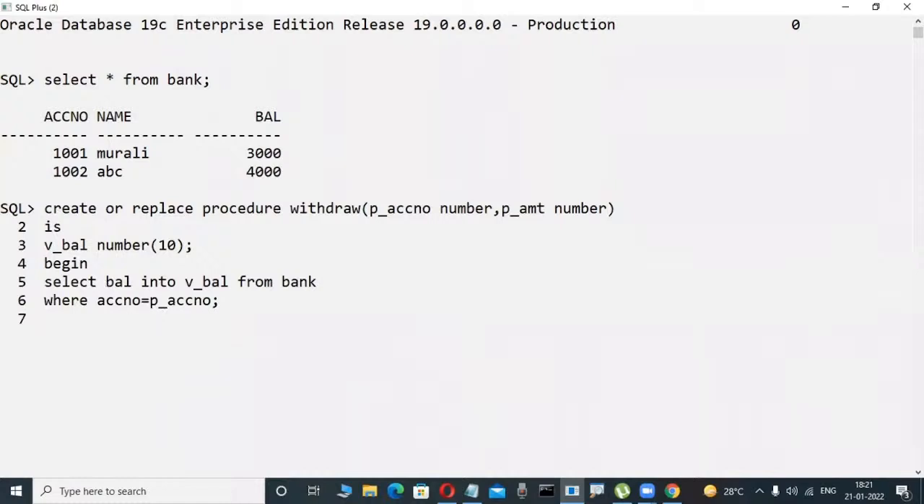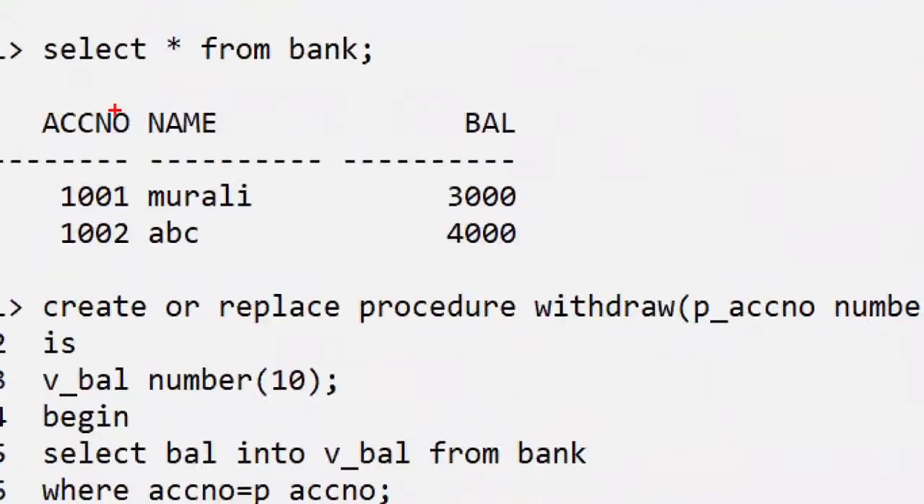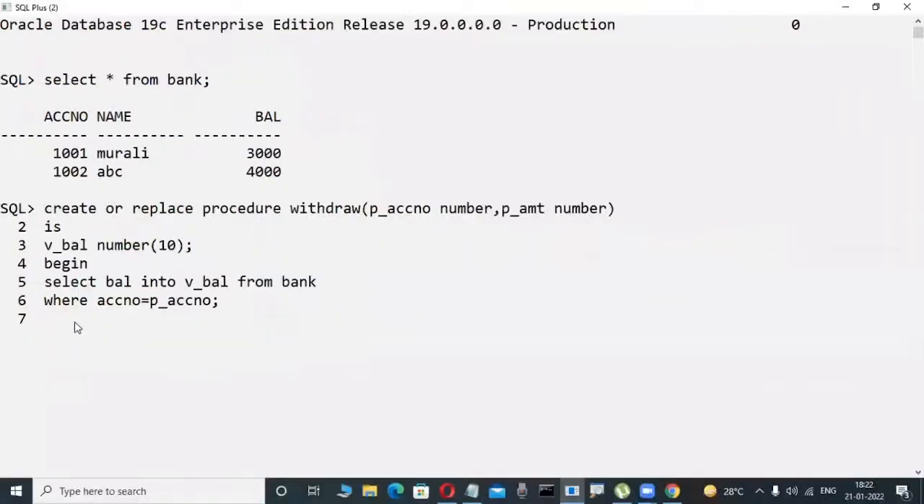Suppose bank is a table. This is a table format only, where your transactions are stored. This table I'm using in this PLSQL code. Here I'm checking the balance through the account number only. Whenever I insert an ATM card, I try to withdraw 9,000, as in the previous case. That is the amount only.